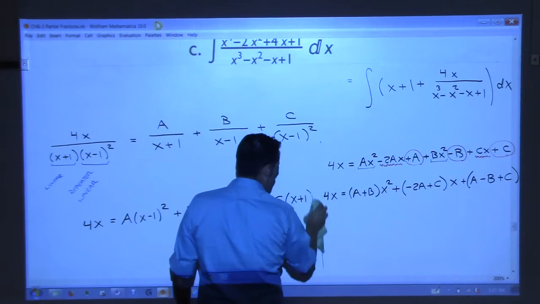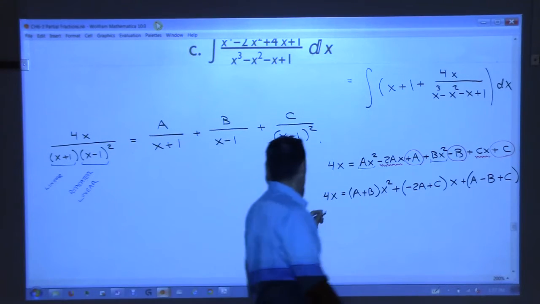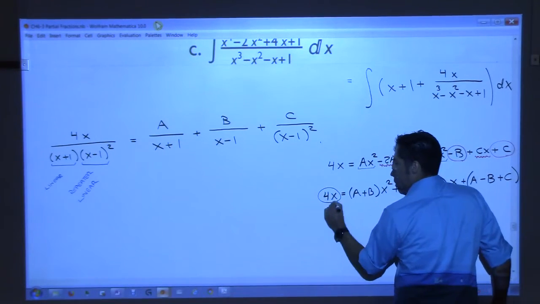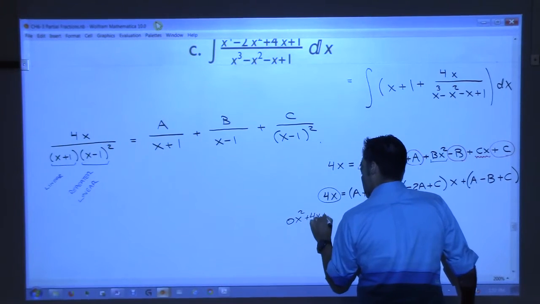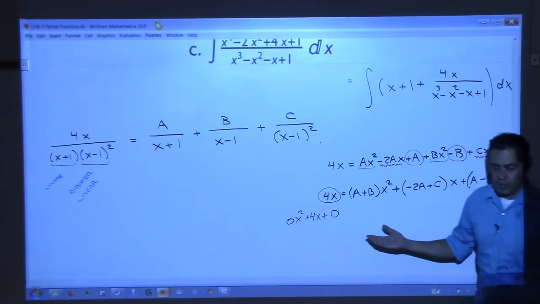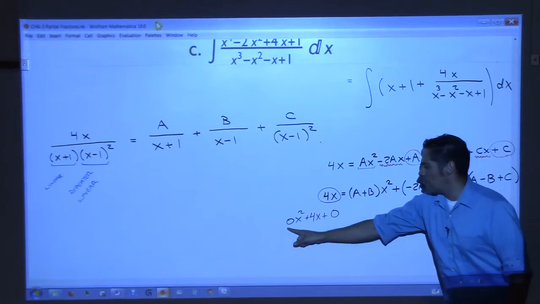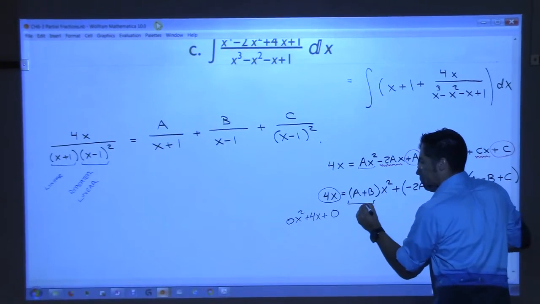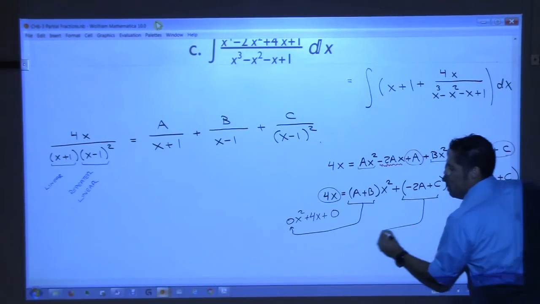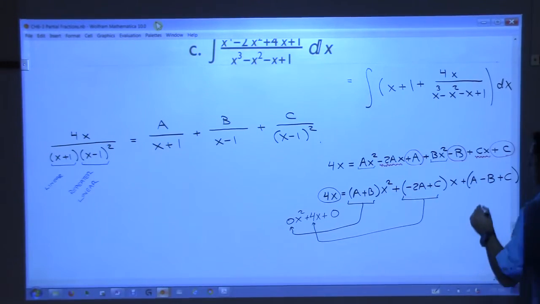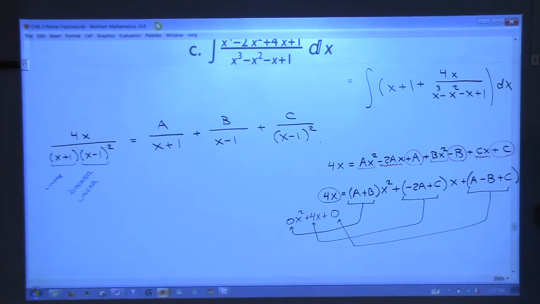Yeah, so if we go and look at this, I hope you've left a little bit of room in front of that. We need to realize that this is really 0x squared plus 4x plus 0, right? That's what 4x is. So the coefficient in front of x squared has to be 0. The coefficient in front of x has to be 4. And this right here has to be 0. Agreed?